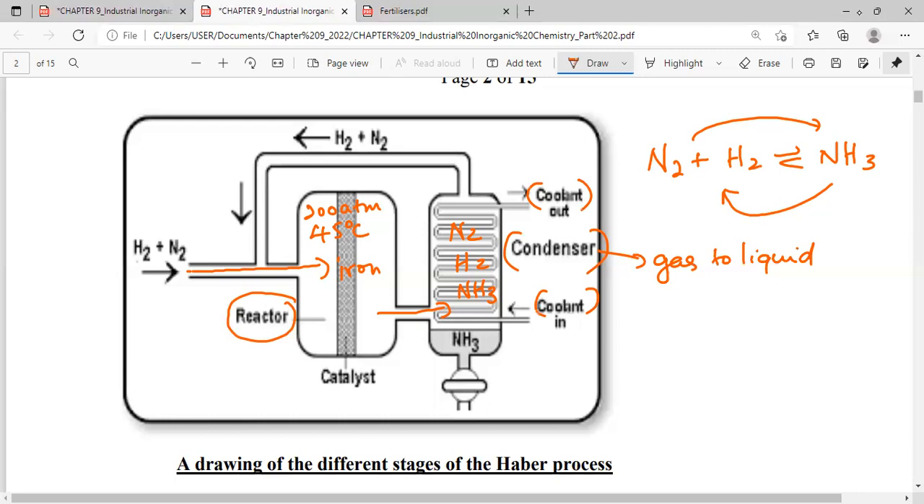So you don't have to go into all the detail. You just know inside the condenser, the temperature is very low. So the gas that first becomes a liquid is ammonia.